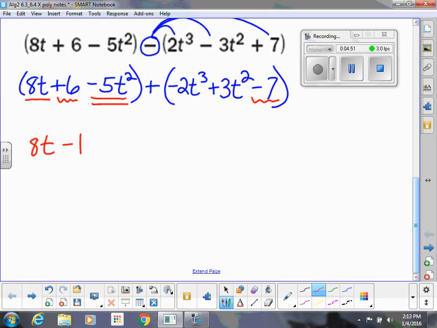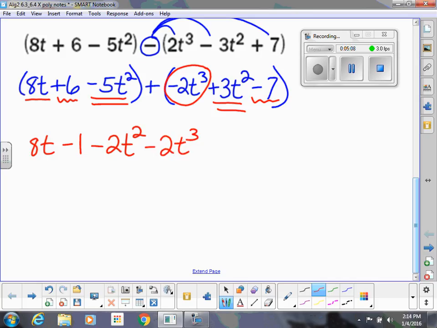Now I'm looking for t squareds. All right, so negative 5t squared plus 3t squared, that'll give me negative 2t squared. And then there's no other t cubed, so I'm just going to bring that down. That's a minus 2t cubed.